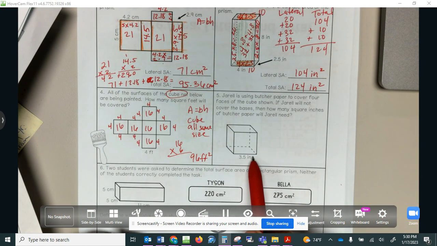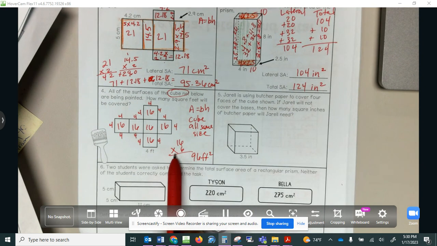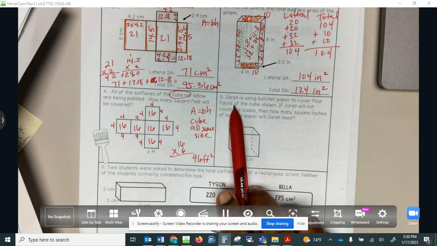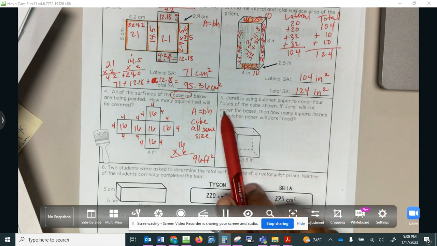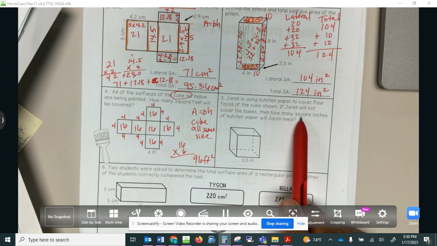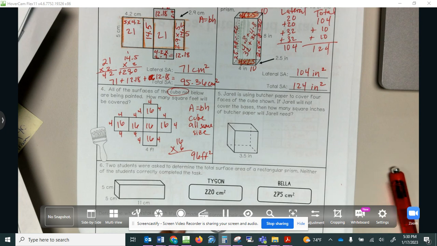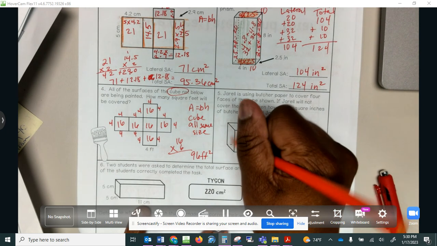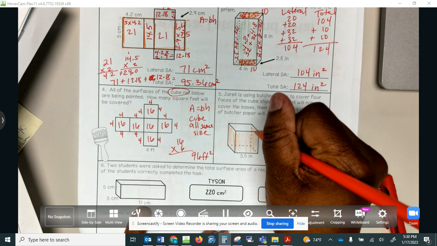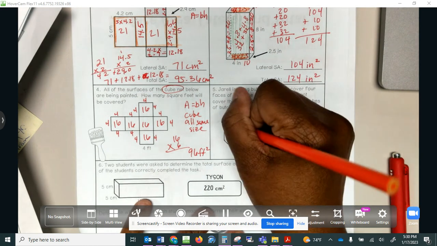All right, now here is another cube. This time I'm not going to do it because hopefully we can see what I did here so that you could be successful here. Gerald is using butcher paper to cover 4 faces of the cube. If Gerald will not cover the bases, then how many square inches of butcher paper will Gerald need? So if he's not going to cover the bases, he's only covering the faces. And he's covering 4, but not. So what is he talking about? Is he talking about lateral or total surface area?